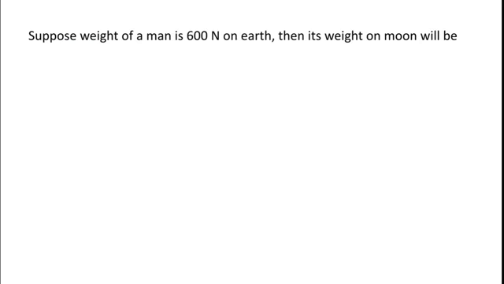Now let us suppose the weight of a man is 600 Newton on earth, then his weight on the moon will be Wm is equal to 1 by 6 times We, that is the weight of the man on the earth. Here it is given the weight of the man on earth is 600 Newton. So what we can write? 1 by 6 into 600 Newton. So it is equal to 100 Newton. It means if a man weighs 600 Newton on earth, then he weighs 100 Newton on the surface of the moon.